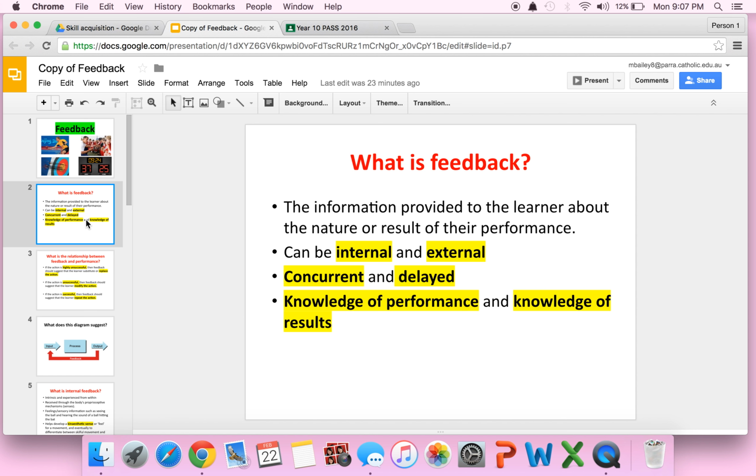Okay, so firstly, what is feedback? As mentioned, feedback is the information you receive regarding how successful your skill performance was. Feedback can be provided or classified in 6 key ways, these being internal, external, concurrent, delayed, knowledge of performance, and knowledge of results. We will examine each of these types of feedback in detail throughout the course of this screencasting.